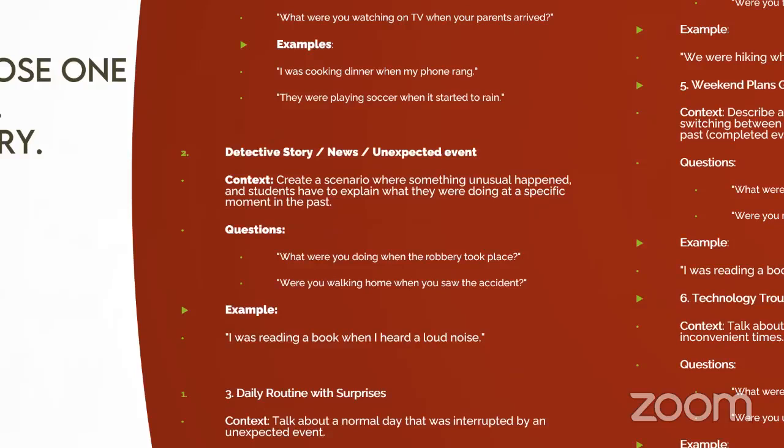Questions. What were you doing when the robbery took place? Were you walking home when you saw the accident? That's right.